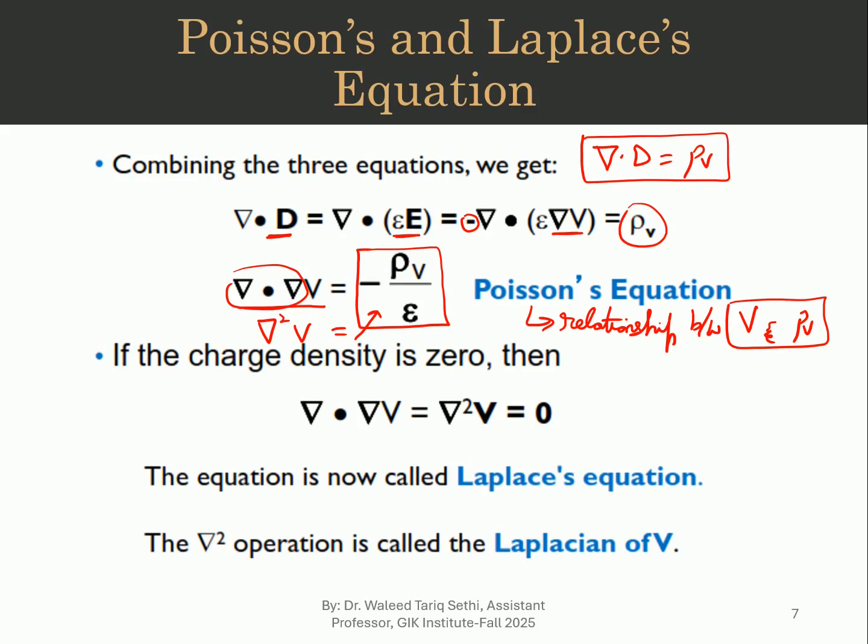The Laplacian is a special case of Poisson where we make the volume charge equal to 0 in Poisson's equation. Thus we get the Laplacian operator or Laplacian equation, which is basically del square V equals 0, and this is particularly useful when we want to model potential differences in empty space between conductors. So this del square is the Laplacian operator, and this equation is basically for the Laplacian. So Poisson's equation is this one, del square V, and if you make rho V equal to 0, you get the Laplacian.